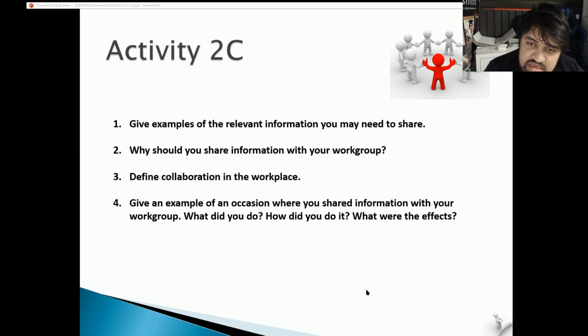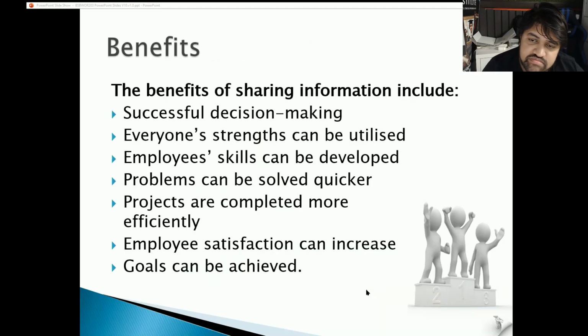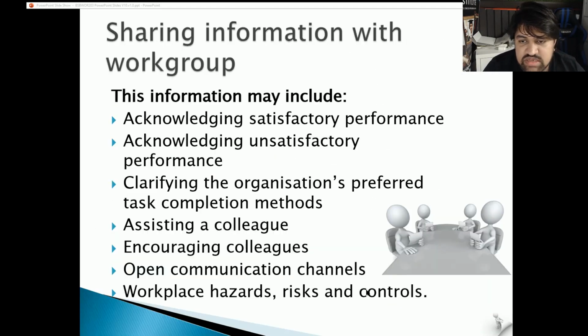So activity 2C, give examples of relevant information you may need to share. So things you want to share could be such things as performance, and if it was satisfactory or unsatisfactory, things that clarify the organization's preferred task completion methods, if we need to assist a colleague, encouraging colleagues, having open communication channels, and removing any risks or eliminating any hazards, and implementing controls in the workplace.